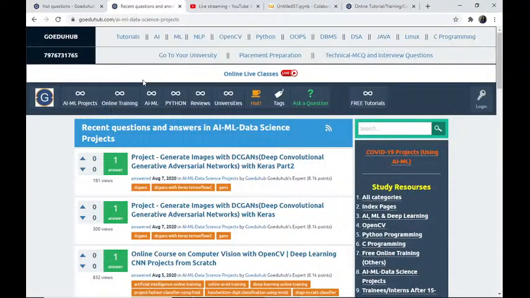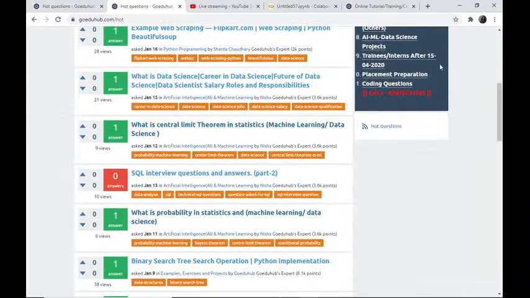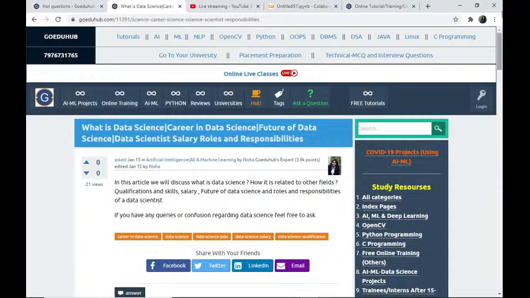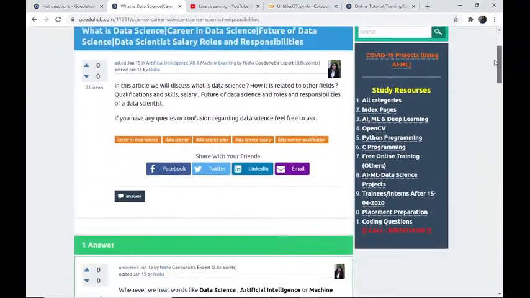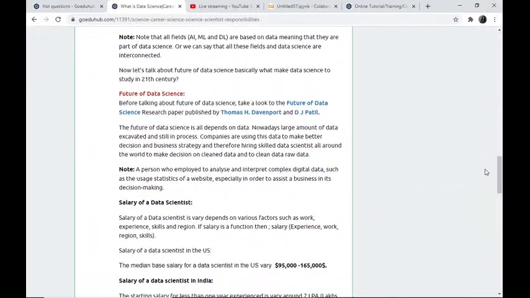So I was telling you about the article. Come back to this: what is data science, career in data science, and then the future of data science. This article includes each and everything. So till this point we have covered that. Now we will see the future of data science. There are certain links provided.